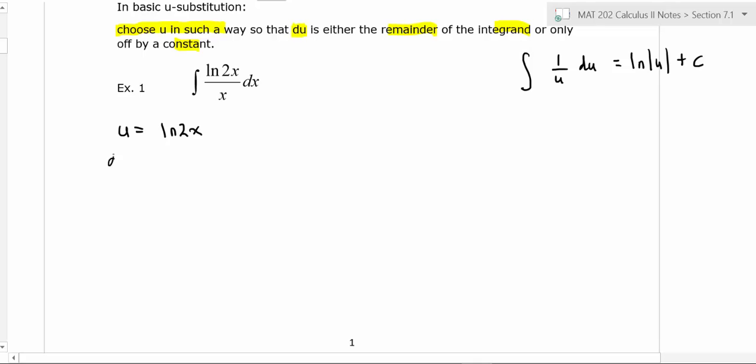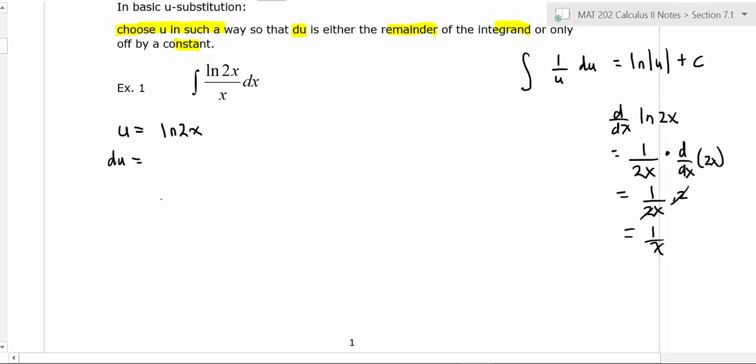Okay, so now the next technique is to take the derivative of u. This is a chain rule. If you're doing the derivative of ln of 2x, by definition that's going to be 1 over the function times the derivative of the inside function 2x, so that's 1 over 2x times 2. That cancels out, which leaves you 1 over x. So the derivative is 1 over x, and don't forget to put your notation dx like that.